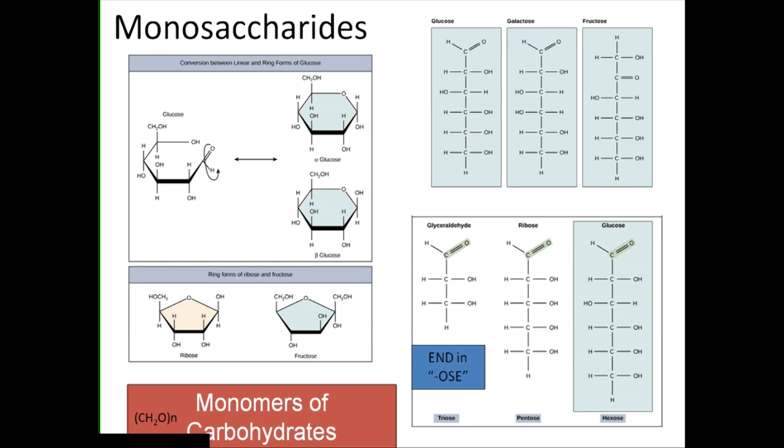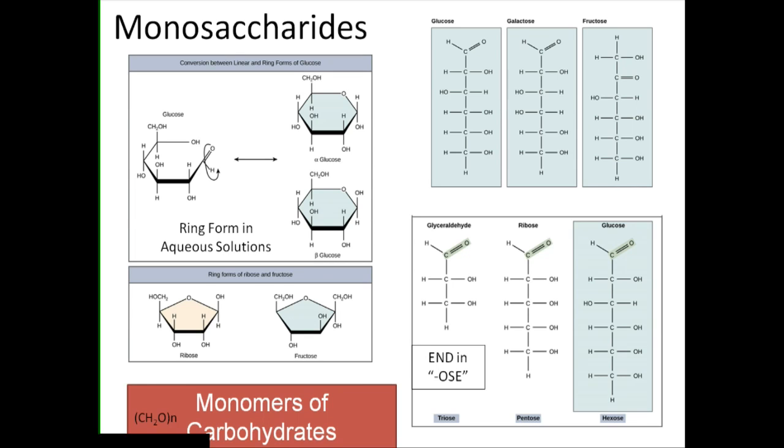All sugar names are going to end in -ose. That's how you can tell something is a carbohydrate, if it ends in the suffix -ose. In cells, because it is an aqueous solution, a water-based environment, the monomers are not going to be in a linear form. They are going to be in a ring structure, as shown here.